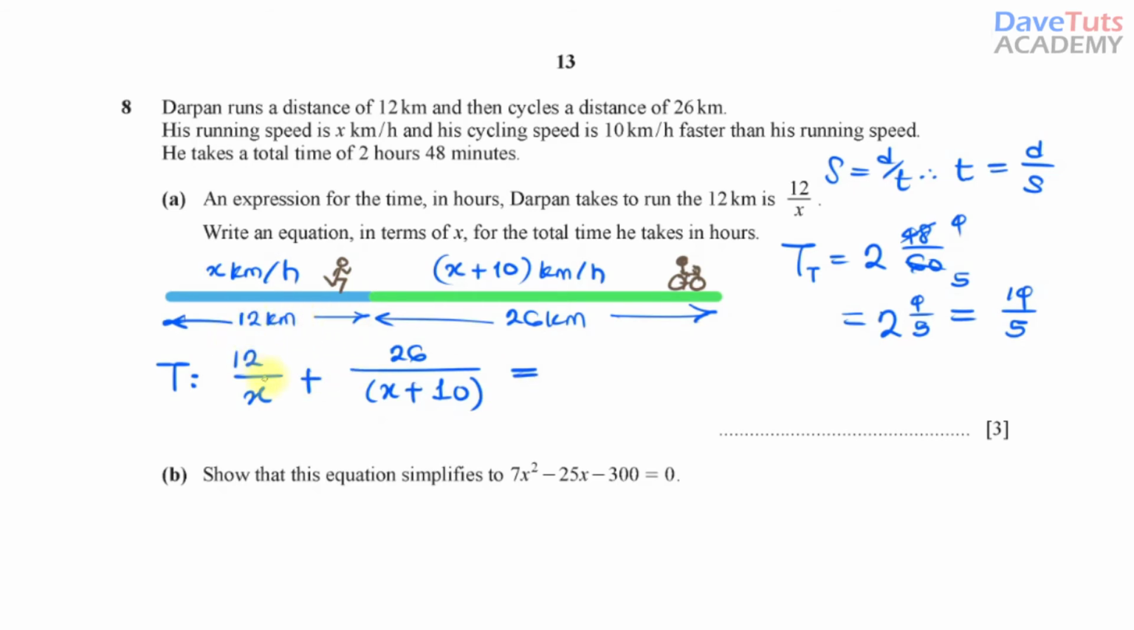So the addition of the time it took in running, which is 12 over x, plus the time it took in cycling, which is 26 over x plus 10, is going to be nothing but 14 over 5. So what we are asked to get here will be 12 over x plus 26 over x plus 10 is equal to nothing but 14 over 5. So that is the equation in terms of x for the total time that it takes in hours. Okay.